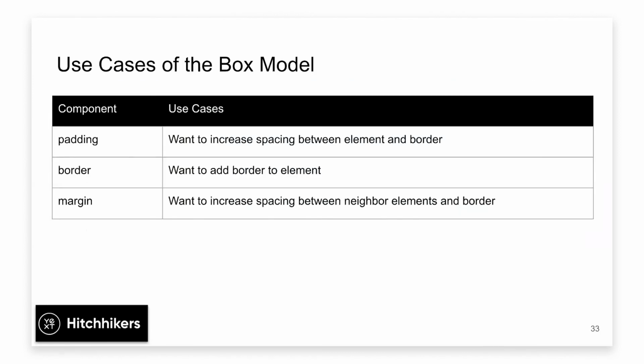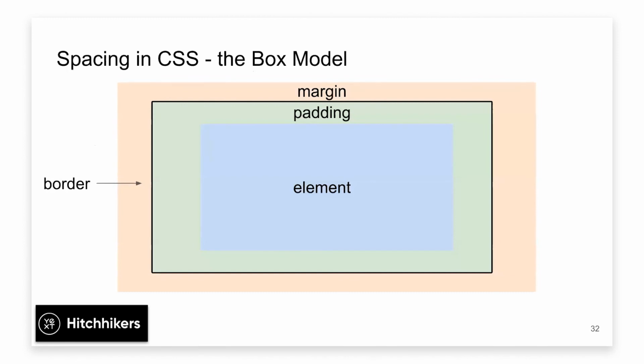So why would you use any of these properties? I'll start with the most obvious, which is the border. That's used when you want to add a border to an element. When you want to add space between the element and the element's border, you would use padding. When you want to increase space between the border and neighbor elements, you would use margin. If you are not using a border, it would seem like you could use margin or padding interchangeably, but that actually isn't true.